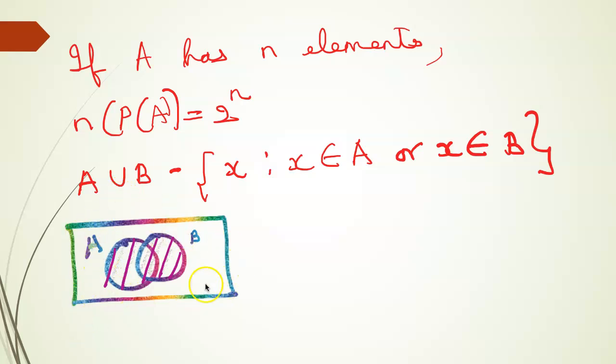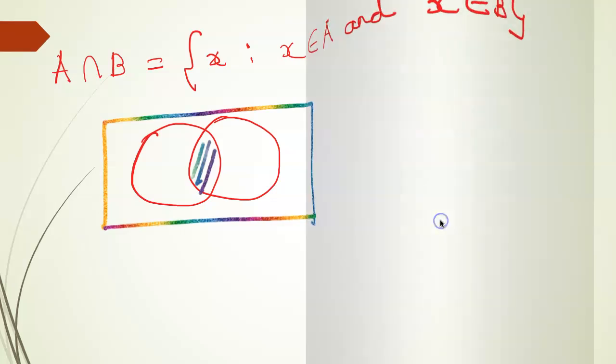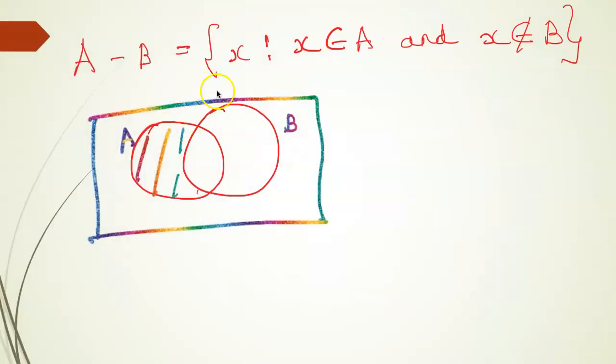So this is a Venn diagram. So this is A union B. It can be either A or B or the intersection of both. A intersection B is the set of all elements x such that x belongs to A and x belongs to B. So intersection is the common part. It has to belong to both the sets. A minus B is the set of all elements such that x belongs to A and x does not belong to B. So it is only this part.